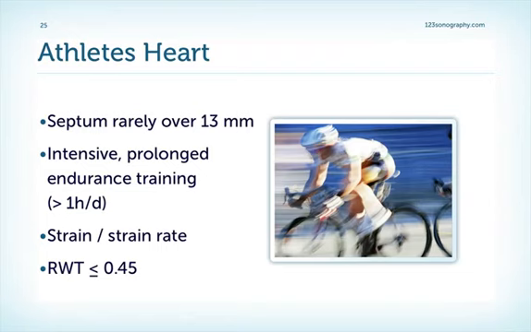Now let's take a look at the athlete heart first. Rarely would you develop a septum which is more than 13 millimeters. You have to perform intensive, prolonged endurance training of more than 1 hour a day to develop hypertrophy. To differentiate the pathological from the physiological forms of hypertrophy, you can use strain and strain rate, which are newer methodologies, and you can also use the relative wall thickness, which should be below 0.45 in athletes.